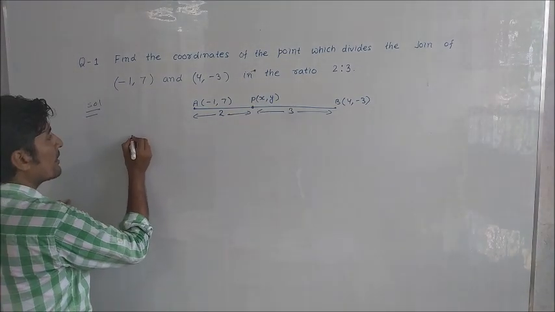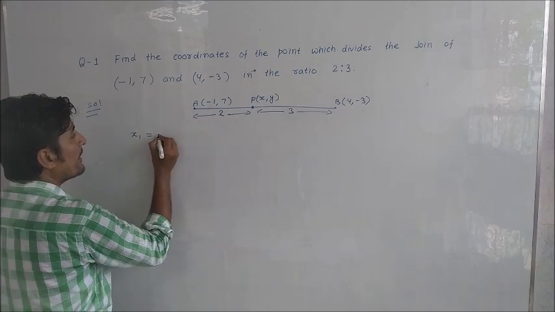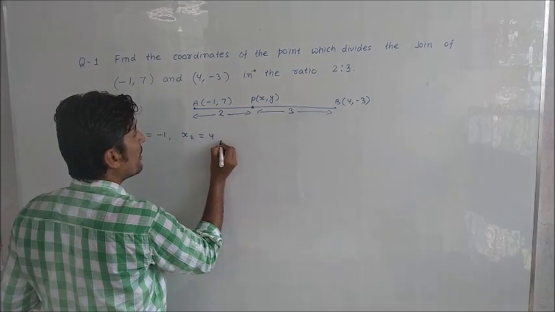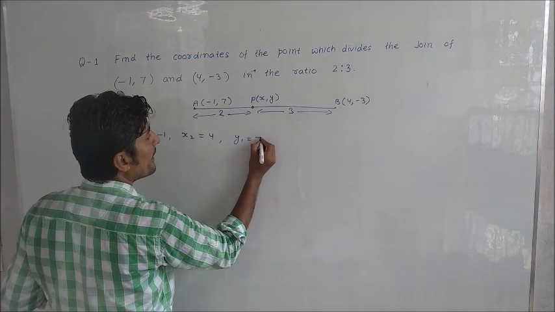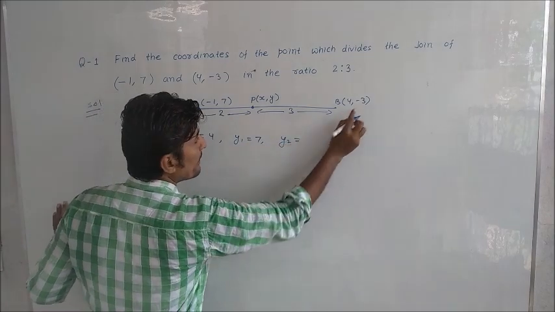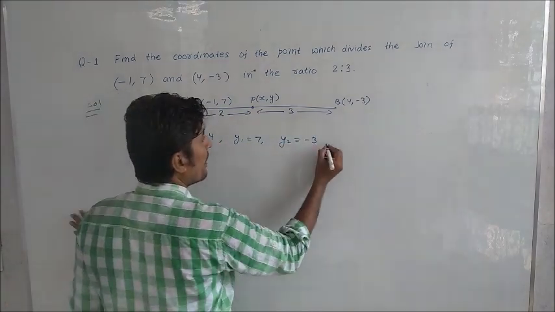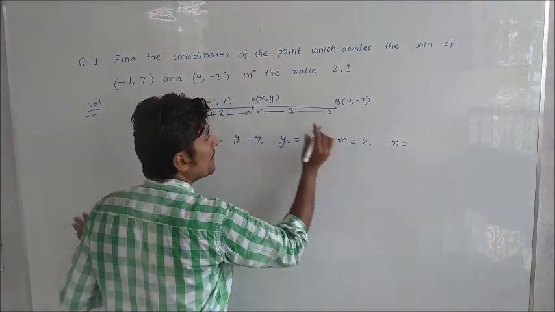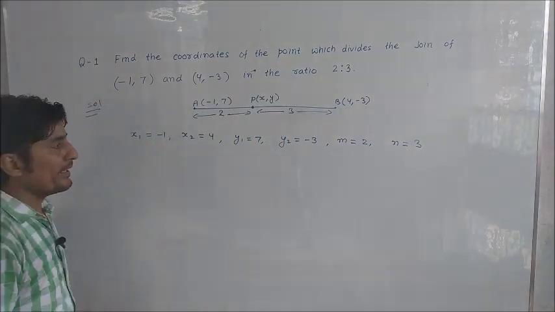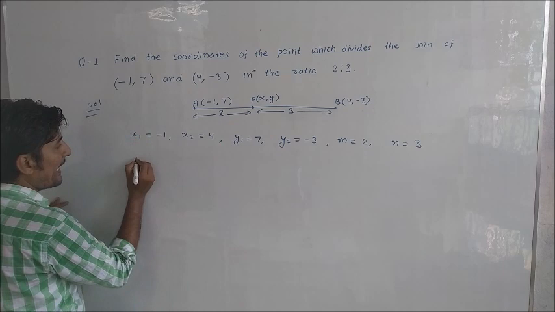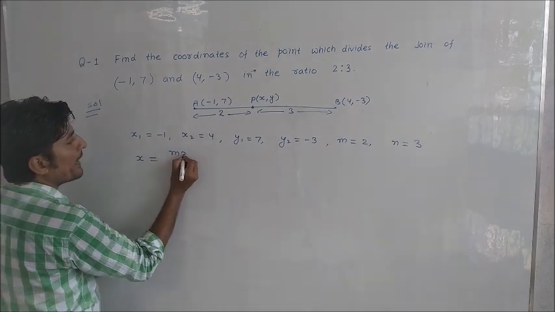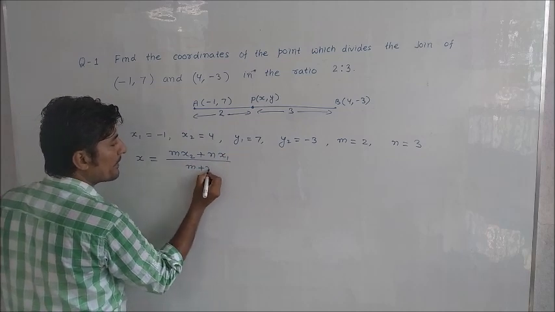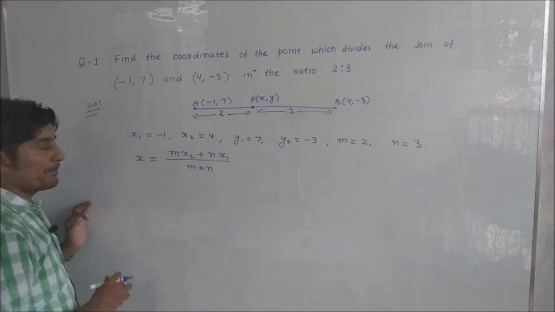So, here the value of x1 is -1, value of x2 is 4, value of y1 is 7, value of y2 is -3. m is equal to 2 and n is equal to 3. All these values are already given. Now we have to find the value of x and y. As we know, x is equal to (m x2 plus n x1) divided by (m plus n). This formula I have already explained in the previous video.